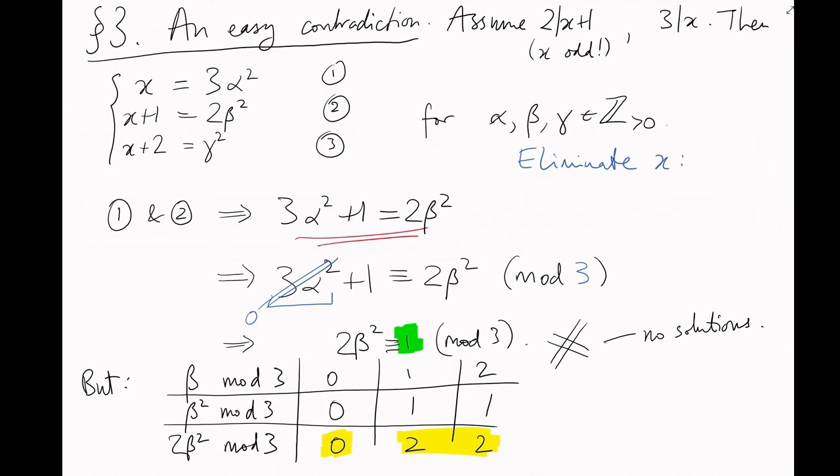And this is our method in a nutshell. We write down these simultaneous equations, eliminate x, and use whatever tools we have, which are often just modular arithmetic, to constrain the solution set.